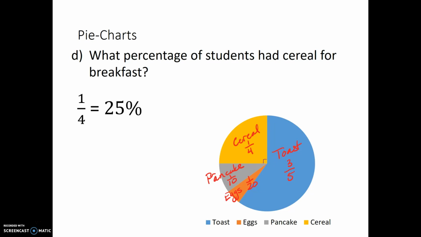But I'm going to stop the video here, and I'm going to do another one to demonstrate these last few problems because I'm about out of time. So that is pie charts with fractions for you.